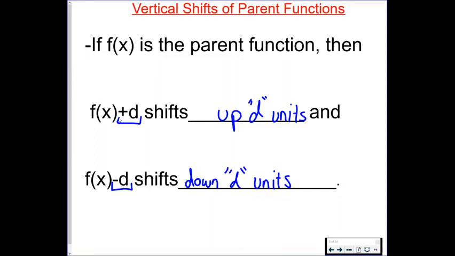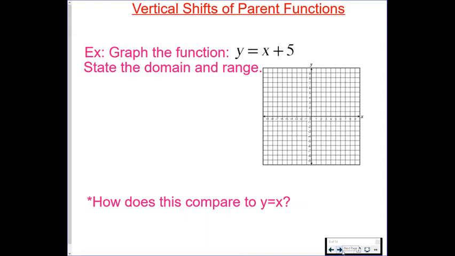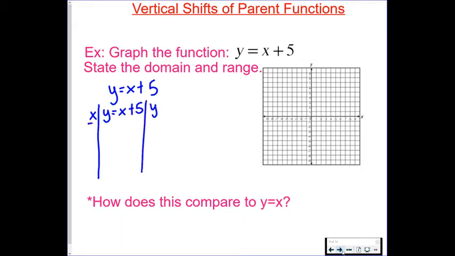Okay, let's try some examples. Shifting graphs up and down. Graph the function, state the domain and the range. Y equals x plus 5. That's what our equation is. Again, I'm going to do it the same way I did the other ones. Just make a table and plug things on in. Negative 2, negative 1, 0, 1, and 2.